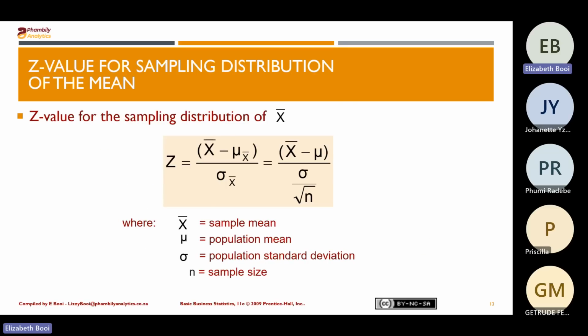Okay, so for us to standardize the sampling distribution values, or the sample means, we need to use the Z-score formula. The Z-score for standardizing this sampling distribution is given by your sample mean minus your population mean, divided by the standard error, which is the population standard deviation divided by the square root of n. And once you have calculated the Z-score, then you need to go to the table to find the probability if they're asking you to calculate the probability.